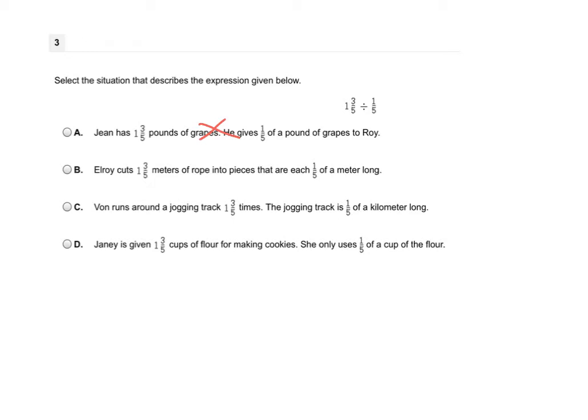Elroy cuts 1 3/5 meters of rope into pieces that are 1/5 of a meter long. I believe that's our winner, but we're going to check. Let's check C. Vaughn runs around a jogging track 1 3/5 times. The jogging track is 1/5 of a kilometer long. That's actually multiplication, so that one doesn't work. Janie is given 1 3/5 cups of flour for making cookies. She only uses 1/5 of a cup of flour. That would be subtraction. So my final answer is B.